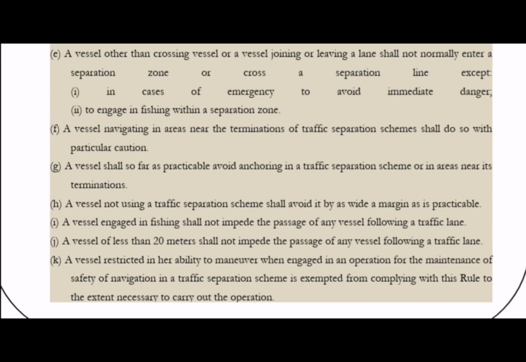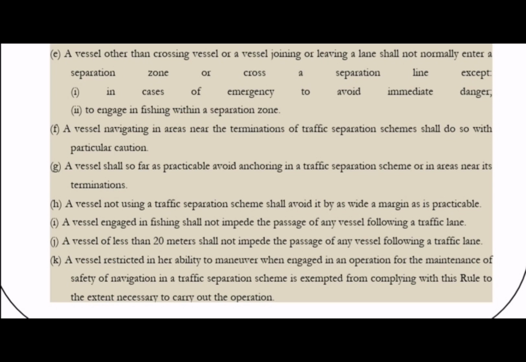So next, paragraph letter H. A vessel not using a traffic separation scheme shall avoid it by as wide a margin as is practicable. So it just makes sense that if your vessel is not using the traffic separation scheme, you should avoid it or go in the other direction that is far from the traffic separation scheme, because the traffic separation scheme is very busy lanes.